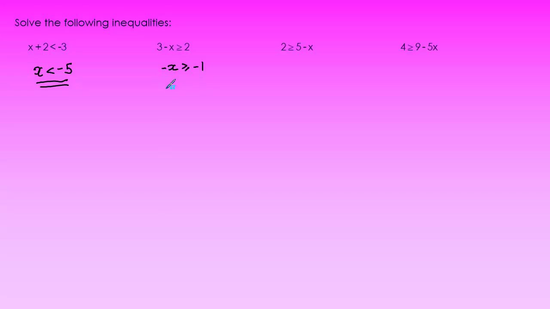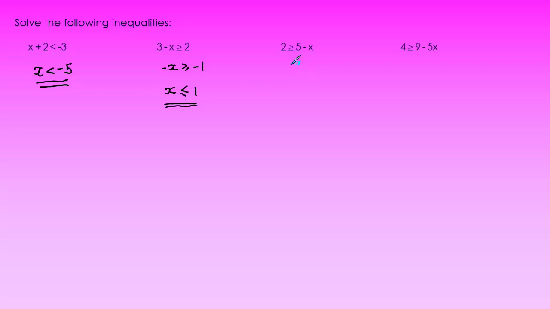Negative x divided by negative 1 would become x. Negative 1 divided by negative 1 would become 1. But because we've divided by a negative, we need to reverse the inequality sign. We discovered this in an earlier module.